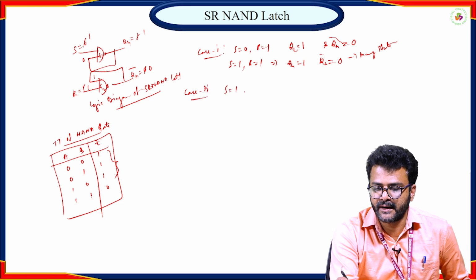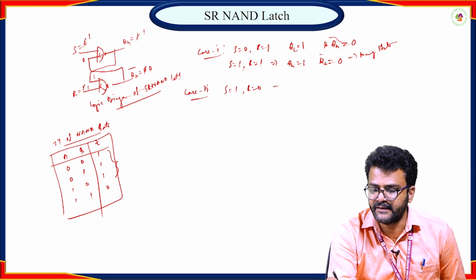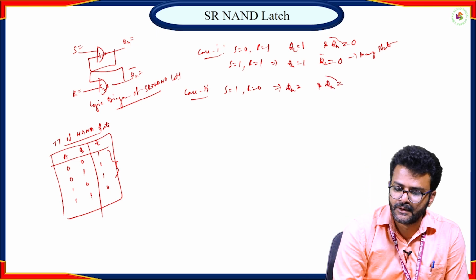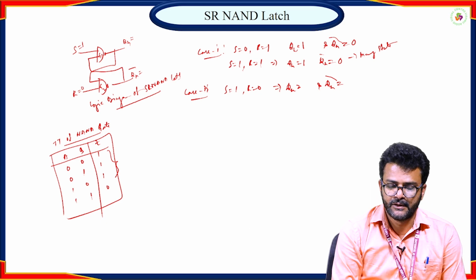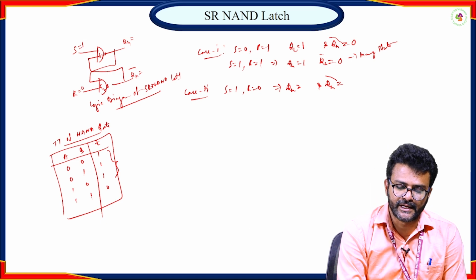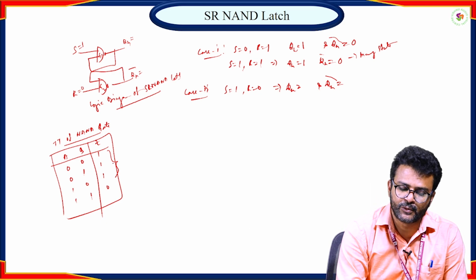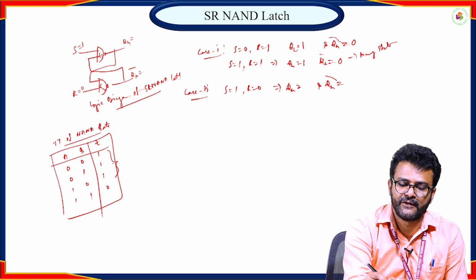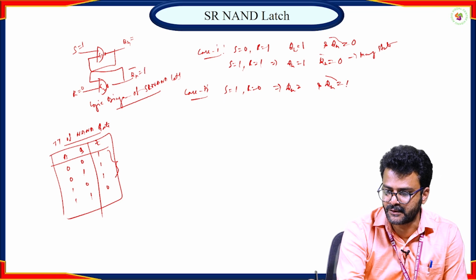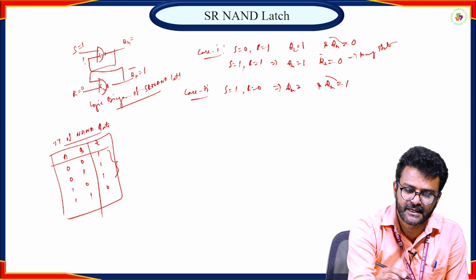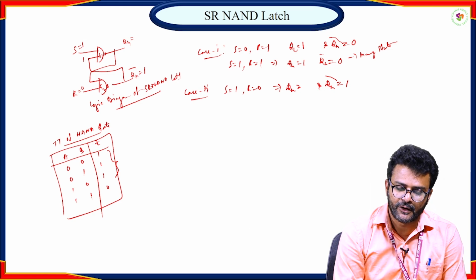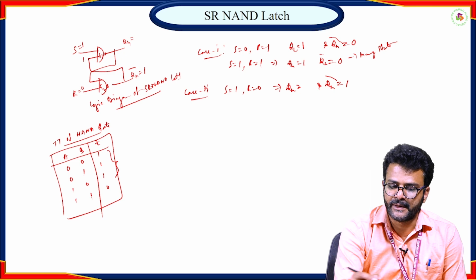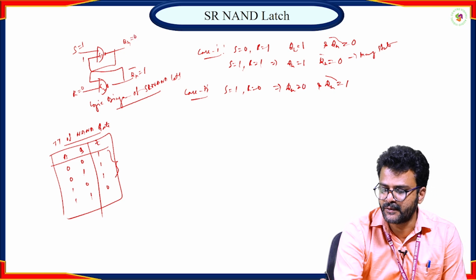S is equal to 1 and R is equal to 0, and we'll check for Qn and Qn bar. Now for S equal to 1 and R equal to 0, if any one of the inputs is low, as per the truth table of the NAND gate, the output will automatically be 1. So Qn bar is equal to 1, and this 1 is passed to the input of G1, the gate 1 of the NAND gate. If both inputs are 1, the output will automatically be low. So we are going to get 0.